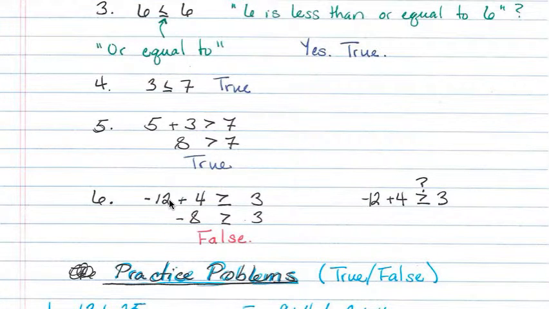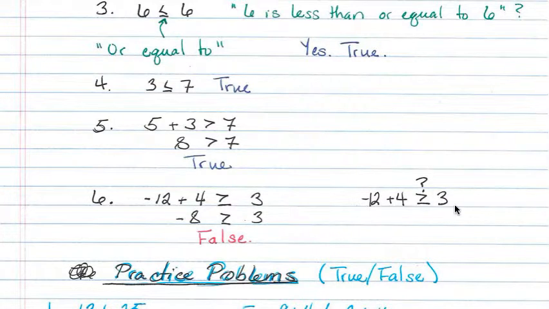Alright, so let's look at number 6 here. I have negative 12 plus 4 is greater than or equal to 3. True or false? Again, with the basic math functions, we can say negative 12 plus 4 will be negative 8. So negative 8 greater than or equal to 3. That's false. Negative 8 will be less than positive 3. It's also not equal to, so neither of those cases works. It's false.